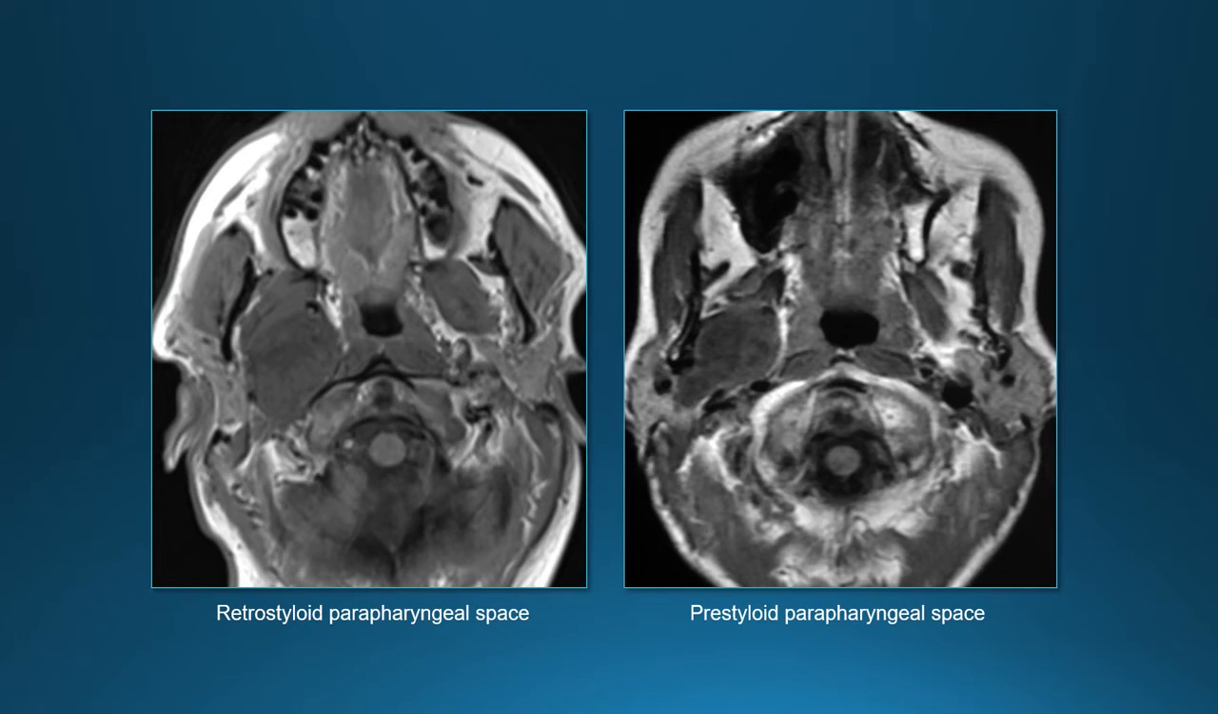So the best way is to look for the carotid artery. So here's the internal carotid artery here. And in this patient, this is the internal carotid artery here. So a retrostyloid parapharyngeal space mass is going to displace the carotid artery anteriorly and medially, whereas a prestyloid parapharyngeal space mass is just going to be in front of the carotid. It's not going to displace it. It may push it backward against the spine a little bit, but really doesn't have anywhere to go.